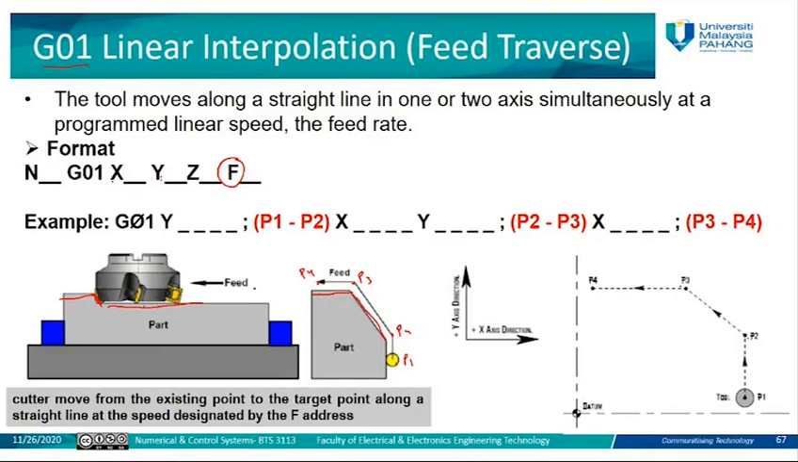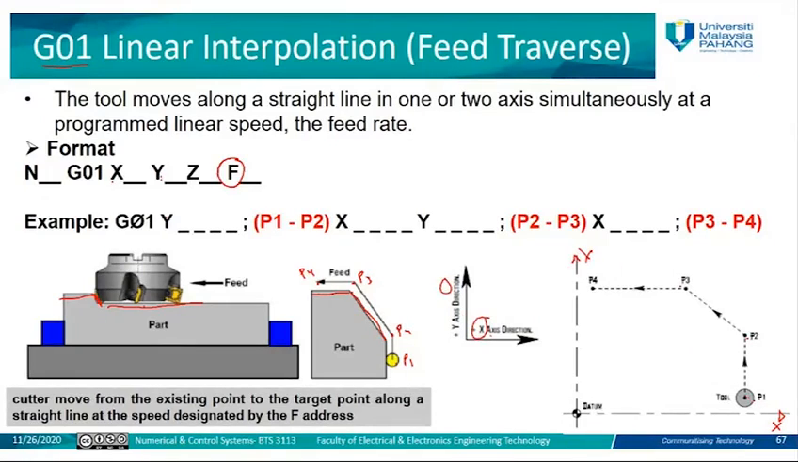Okay, because this feed rate depends on how fast the spindle will go to the part to perform a task on the surface of this part. So if you want to write an example for this, you just write G01. If you are at this point, P1, and want to move to P2, say this is the X axis and this is the Y axis, all positive axes.